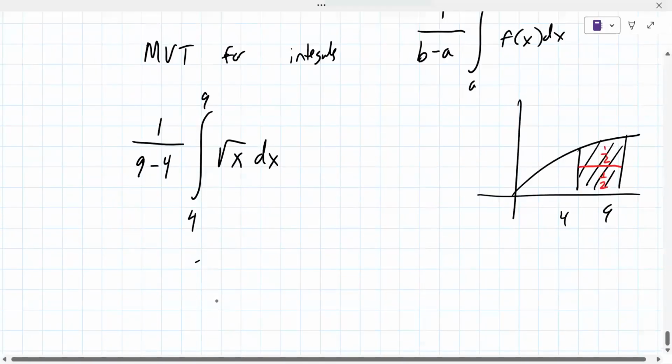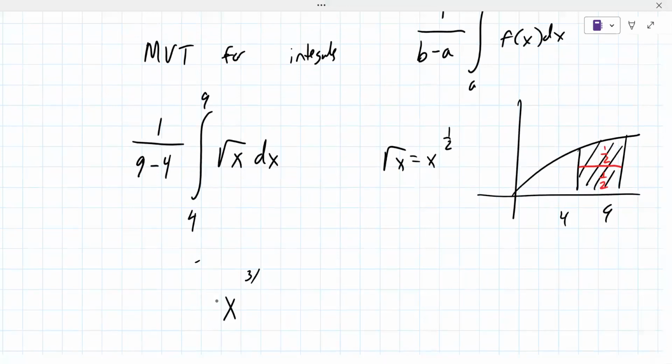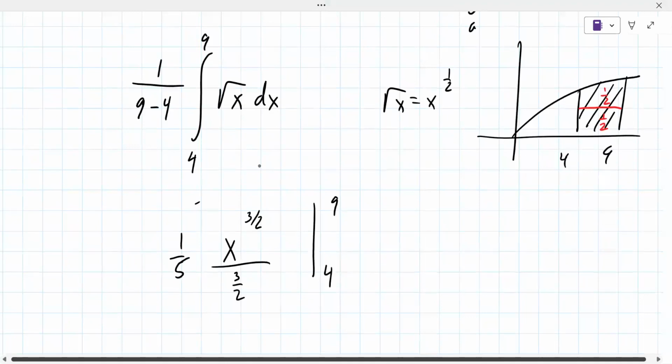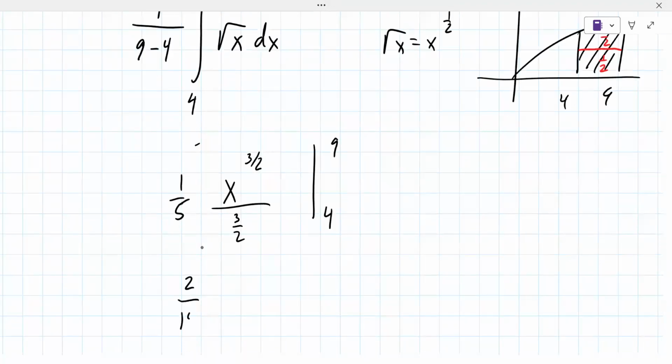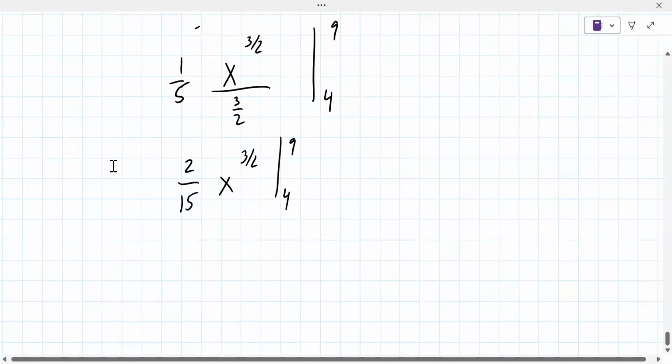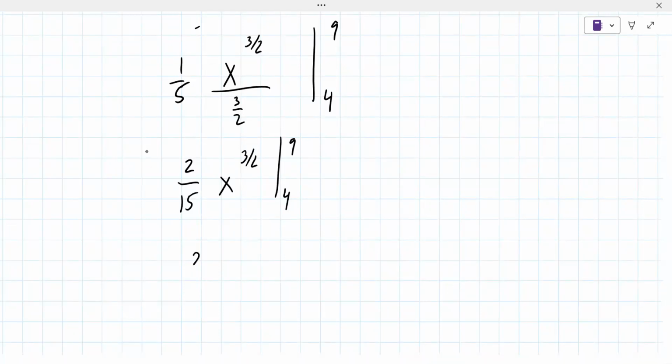In terms of actually how you do this, square root of x is really x to the 1/2. The antiderivative is x to the 3/2 over 3/2, evaluated from 4 to 9. But then you've got this coefficient in front, 1/5. So it's 2/3, you bring the 3/2 up. So it's 2 over 15 x to the 3/2, evaluated from 4 to 9. That becomes 2 over 15 times 9 to the 3/2 power, minus 2 over 15 times 4 to the 3/2 power.